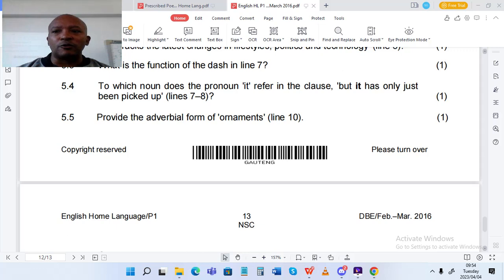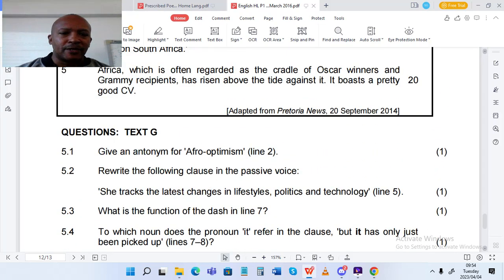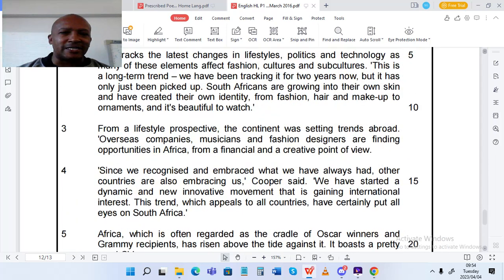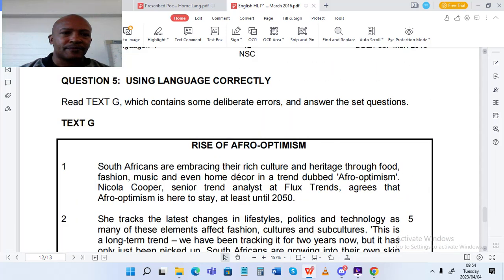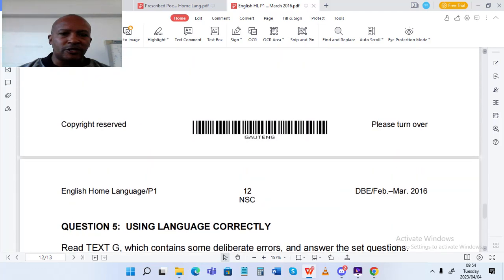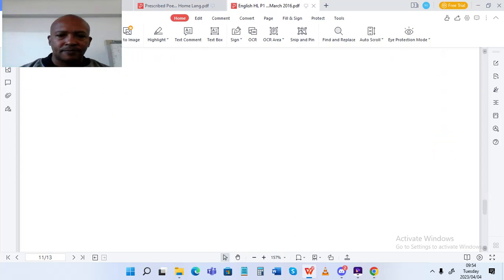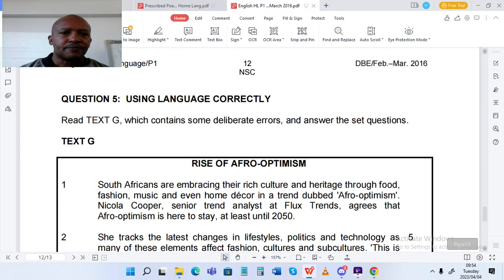So yes, please take out your booklet. You will see in this section we are going to go to text. We are going to go to section C. Page 12 on the paper I sent. It's the February-March one. Question 5, using language correctly.